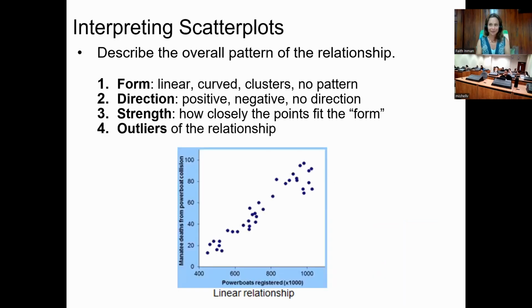Interpreting scatter plots. When you want to interpret the scatter plot, think about these 4 different things when you're thinking about how to describe the overall pattern of the relationship. You want to look at the form, the direction, the strength, and whether or not you see any outliers. If you see a really nice linear relationship with no outliers, super duper. This is the relationship between powerboats registered in thousands and manatee deaths from powerboat collisions. That's a nice linear relationship. Okay, a correlation or linear regression analysis would probably be valid in this case.